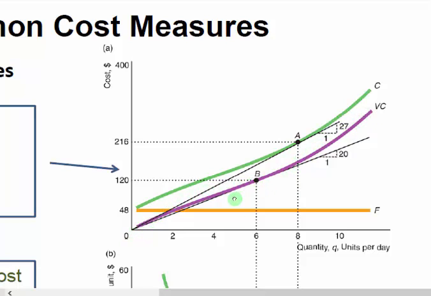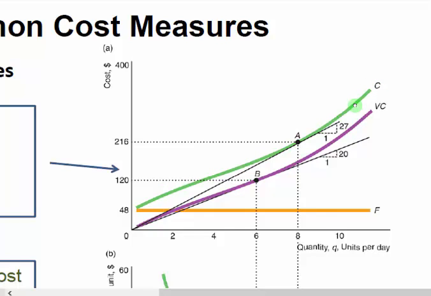Because the fixed cost is a constant, when I add the fixed cost to the variable cost, I just simply move up the whole purple curve parallelly, right? Move it up to the green line, this total cost curve. That's where the total cost curve C comes from.